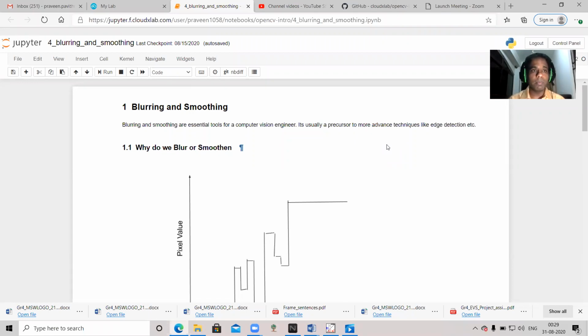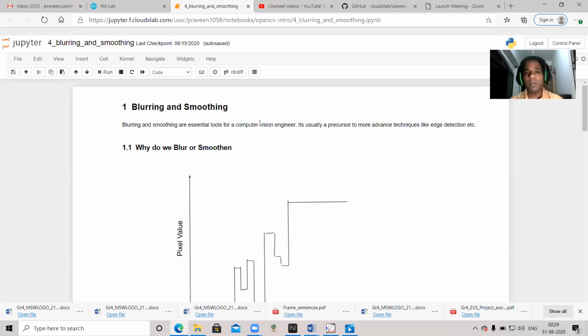We will be doing OpenCV. I will be studying blurring and smoothing using notebooks on CloudX Lab. So let's first talk about what's blurring and smoothing. Blurring and smoothing are essential tools for any computer vision engineer. It's usually the precursor step before doing more advanced techniques like edge detection.